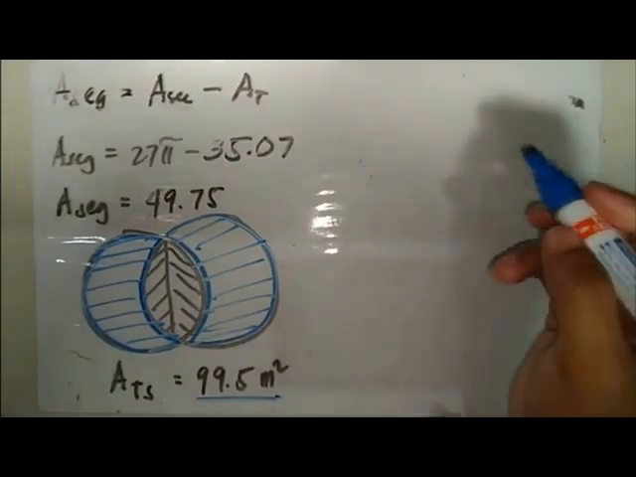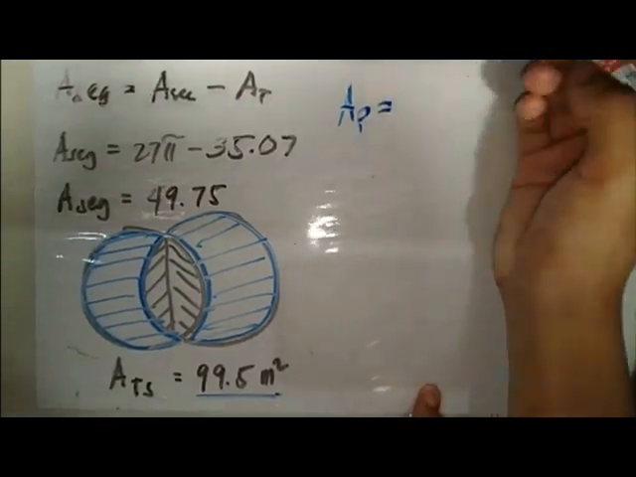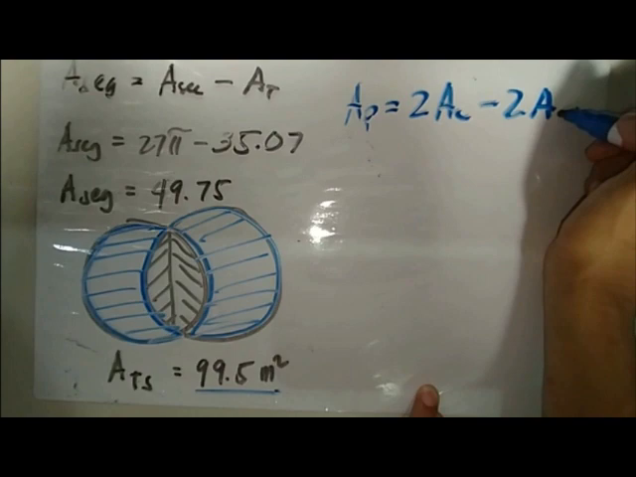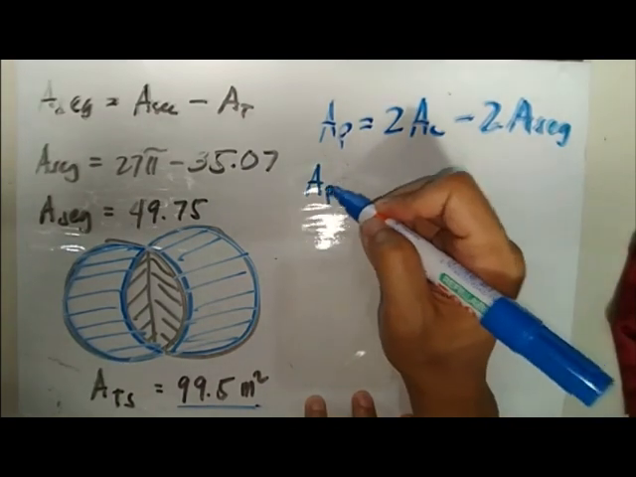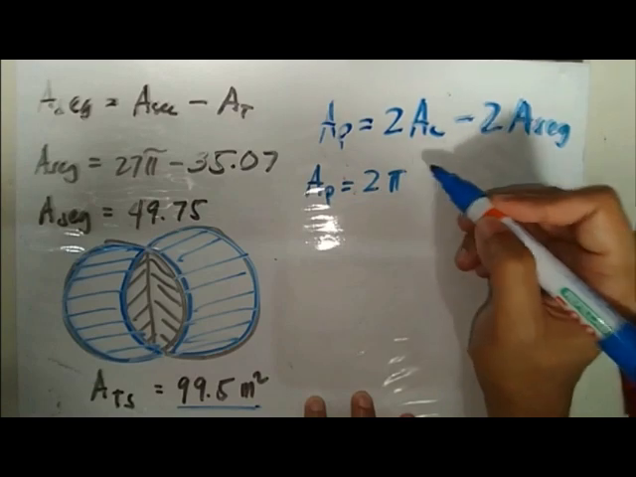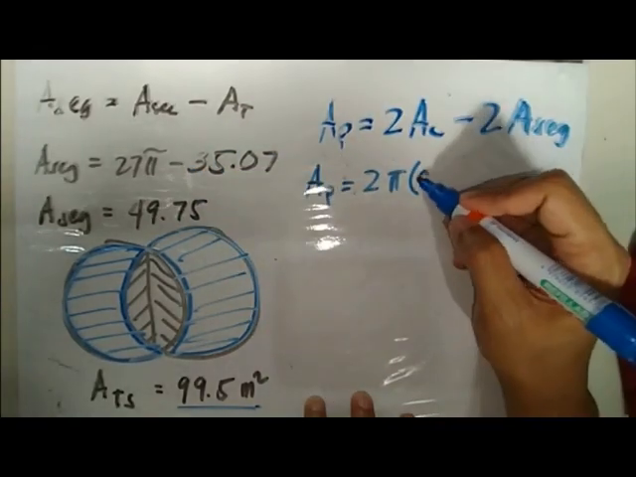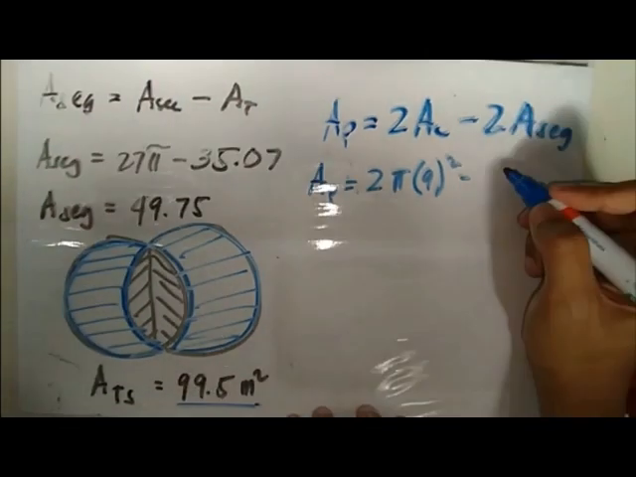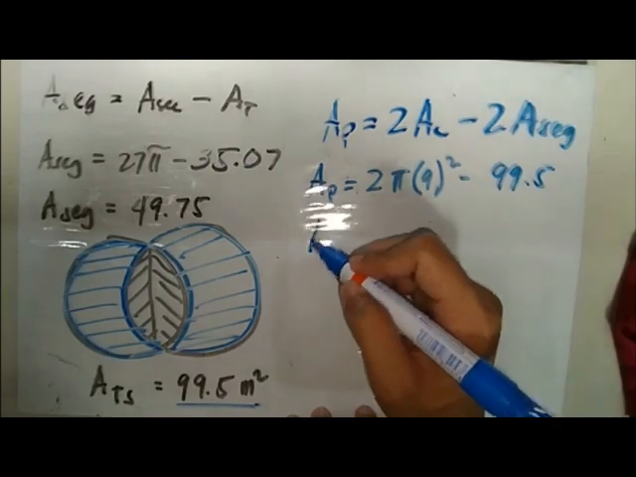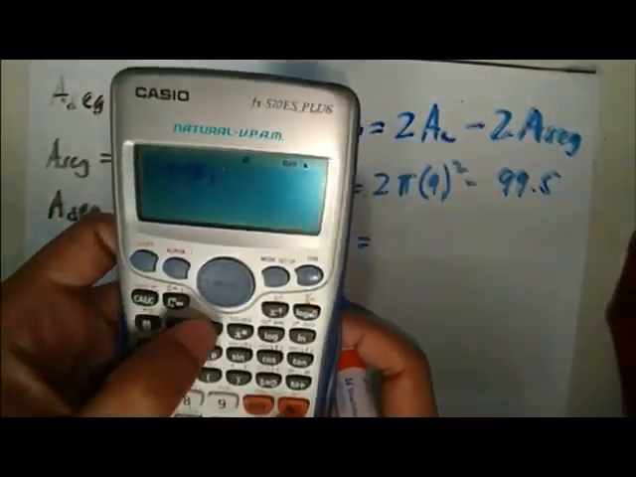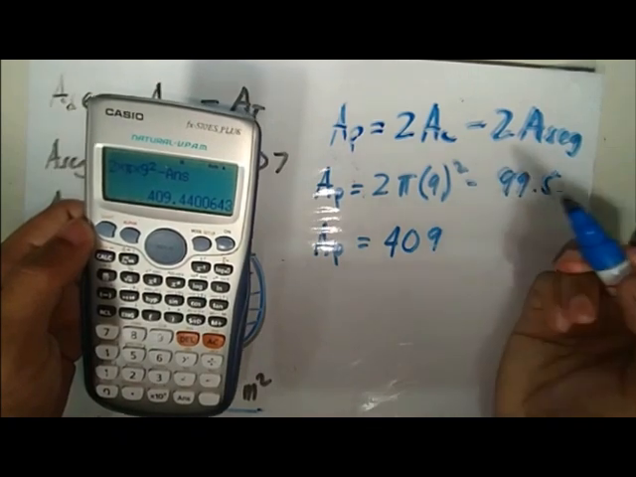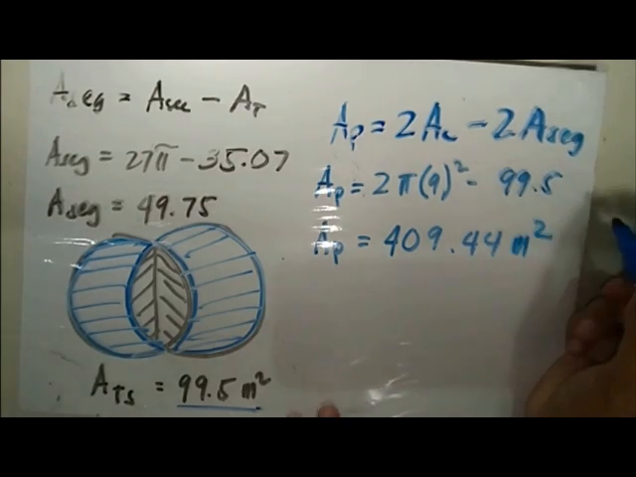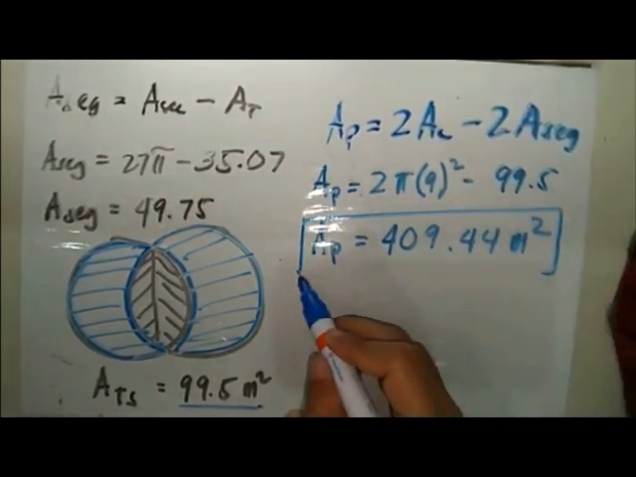So, we have the area of the pool is equal to twice ng area ng circle minus twice ng area ng segment. So, yung area ng pool is, area ng circle is pi r squared. So, r is 9 minus yung twice ng area ng segment, nakuha natin dito, which is 99.5 square meter. So, yung area ng pool is 409.44. Unit natin is square meter. So, yun ang area ng shaded figure.